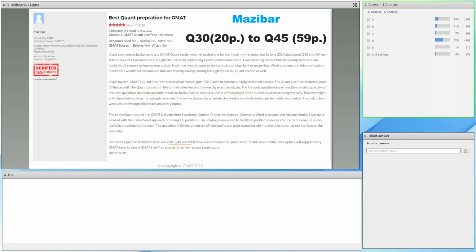Mazibar, for those of you who feel that, hey, I'm not yet at that level, let's talk about a smaller level. Mazibar is an example of somebody who was at the 20th percentile. He got only a Q30, but a structured approach to learning got him to Q45. May not be your Q51, but there, you still see an improvement.